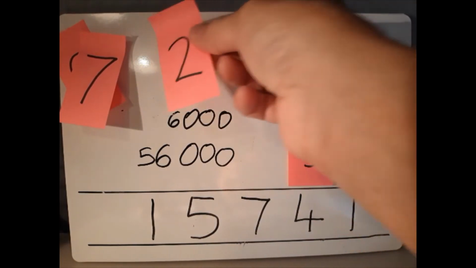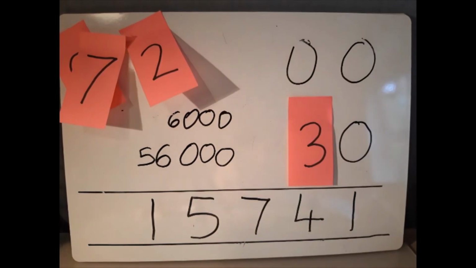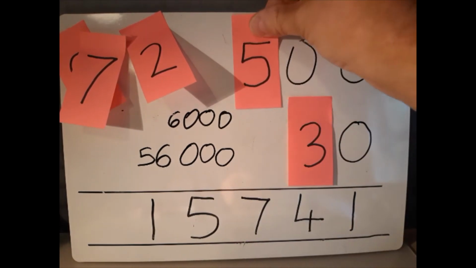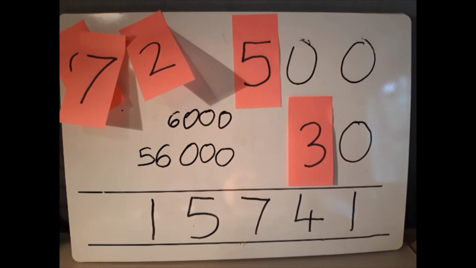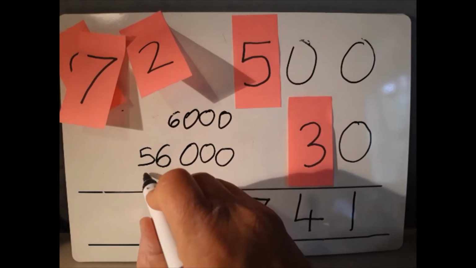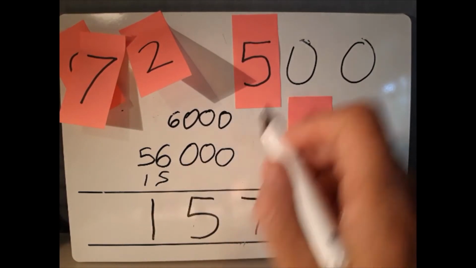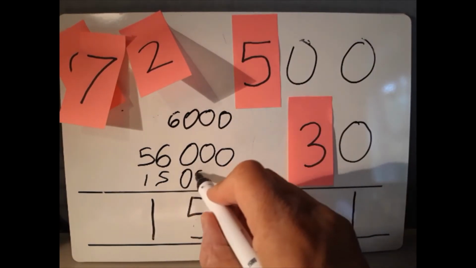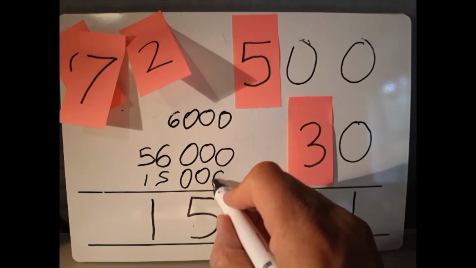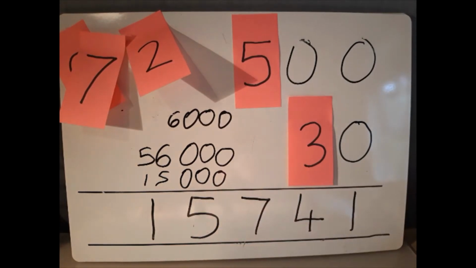If I do that, 500 times 300, 5 times 3 is 15, times 100, times 10, 15,000. Now that is very close. So can I possibly make something with that? What else can I get that's close?